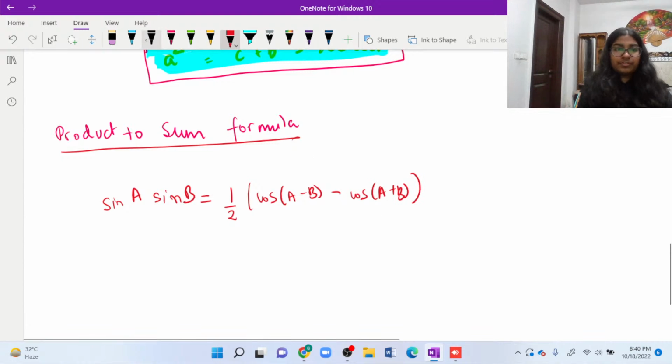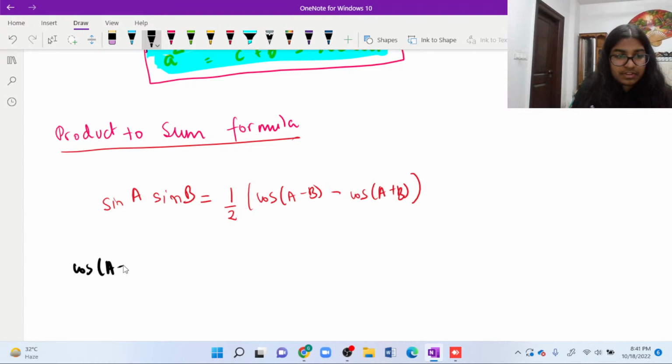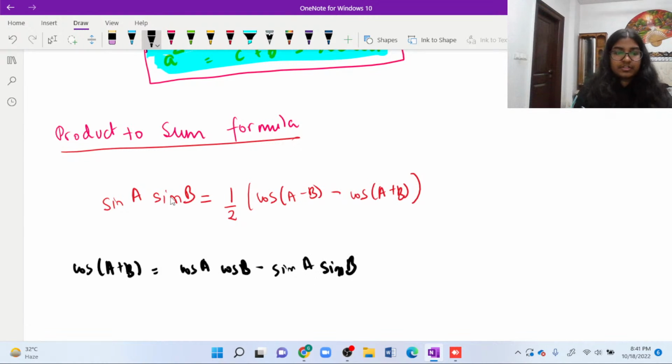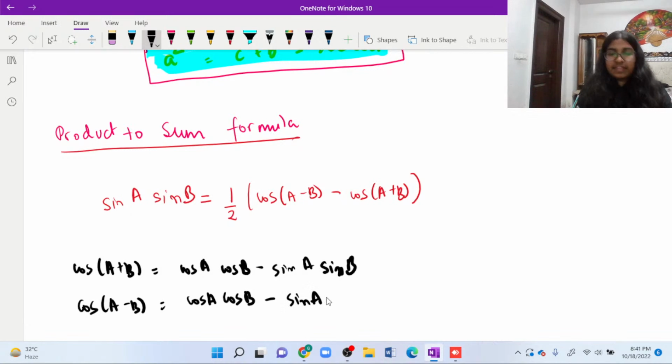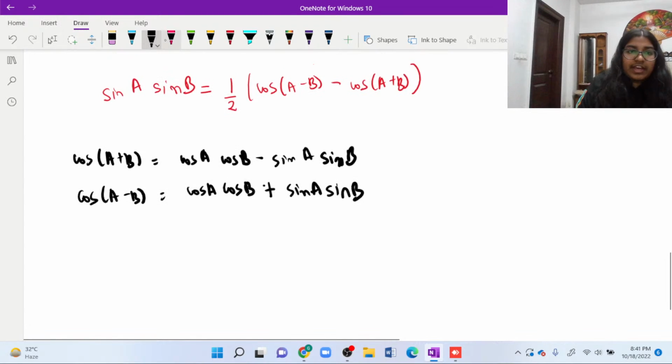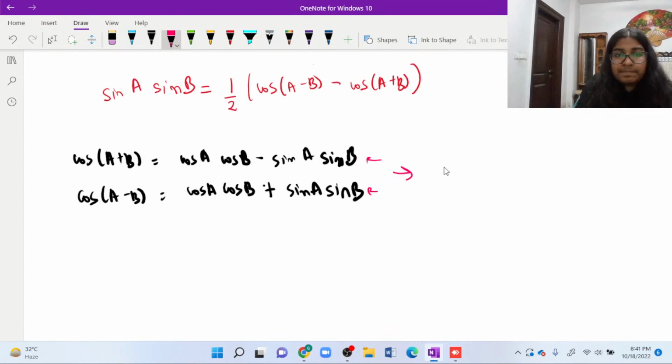And it's actually not that hard to prove, because we know that cos of A plus B equals cos A cos B minus sin A sin B. So cos of A minus B will be cos A cos B, as cos of negative B is just cos B, and sin of negative B is negative sin B, so this just becomes plus sin A sin B. So if we subtract this from this, we get half of cos of A minus B minus cos of A plus B equal to sin A sin B.